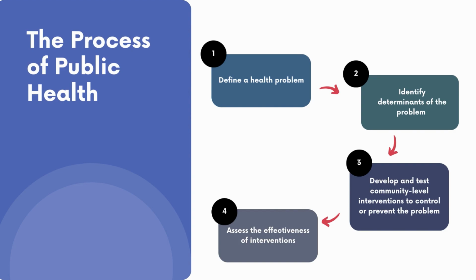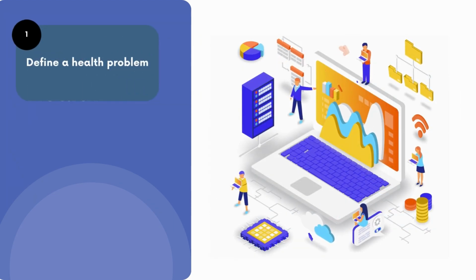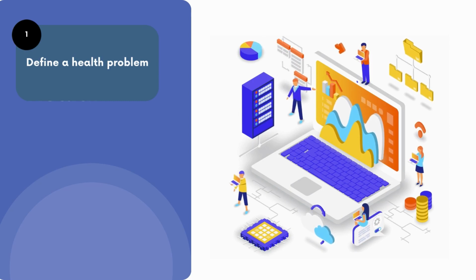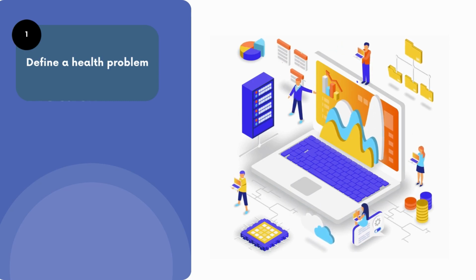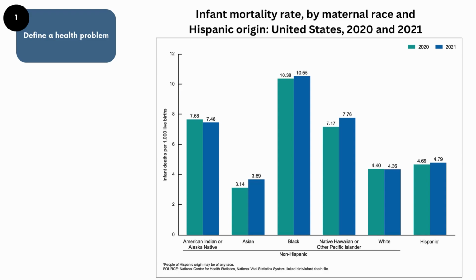The process of how public health gets done can be broken down into 4 steps. Epidemiology plays a role in each one. The first step is to define a health problem. Based on health data that are continuously being collected around the world, epidemiologists can identify problems by looking for inequitable distributions.